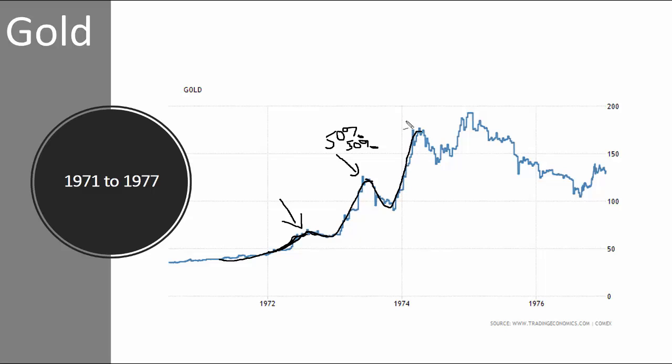And then people probably said, is this the peak? This must be the peak. This can't go any higher. And of course, it continued even higher all the way into 1975. Then we saw, of course, the pullback.